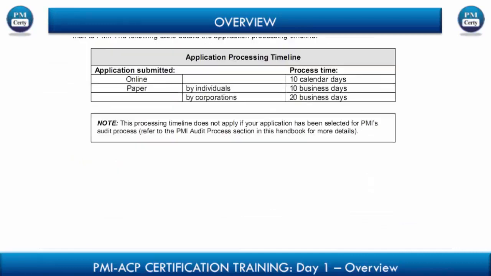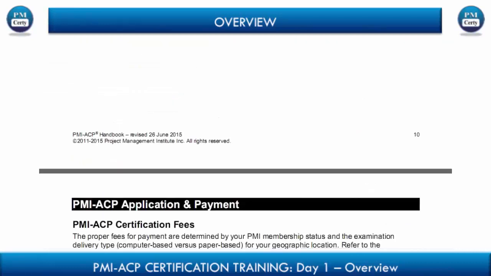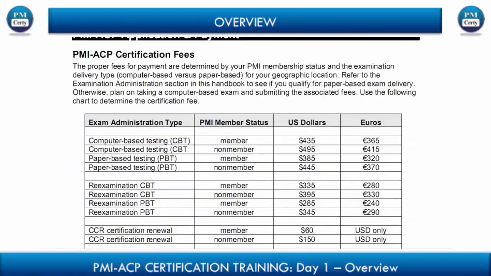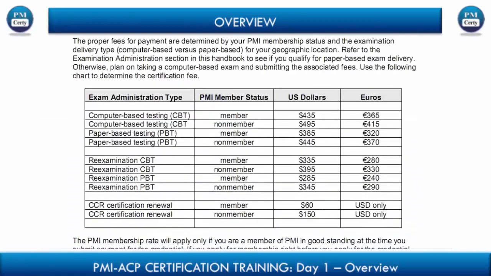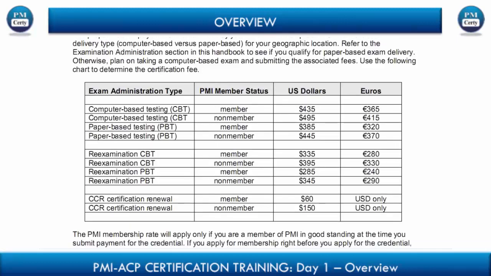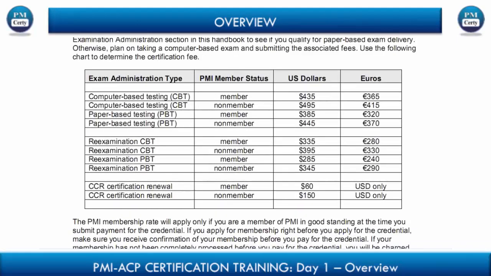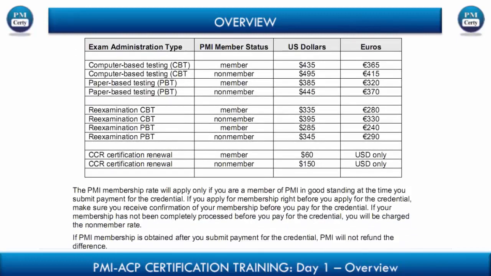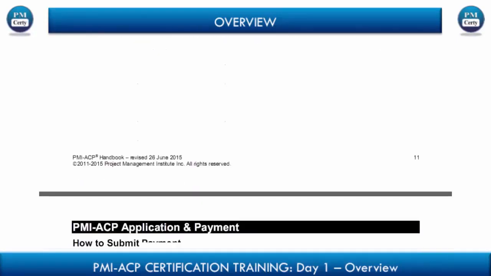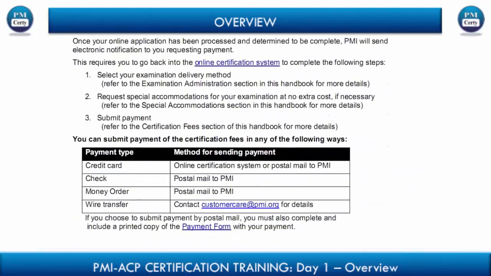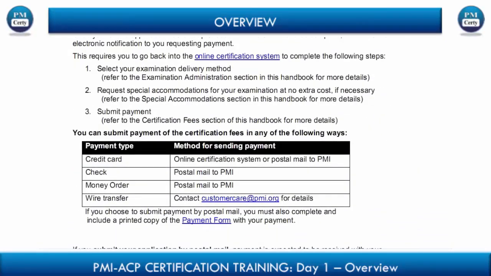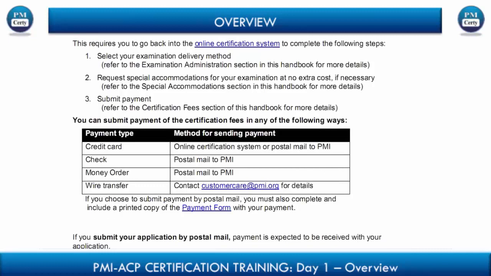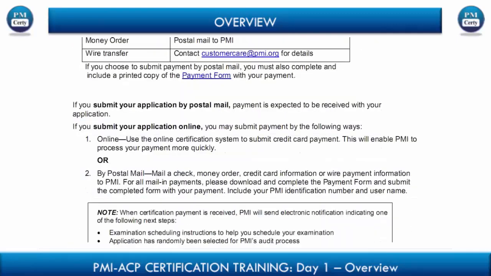Application processing, they've given their turnaround times. We've talked about the fees. I think we already discussed this. $495 if you're a non-member, $435 if you are a member. Membership also has around the same differential, so it should not be an issue. Re-examination, so all the other potential costs. How do you submit the cost? Very simple. You can just pay for it online through credit card. Many of you are in the US, most of you in fact, I think, so you could also do a wire transfer, money order or a check.